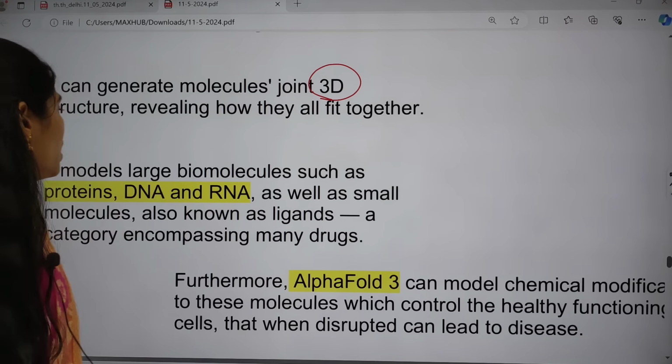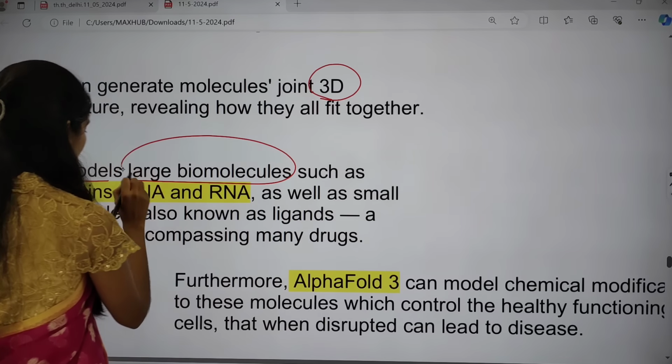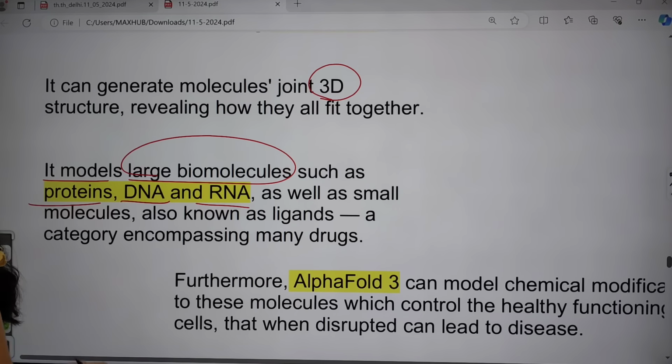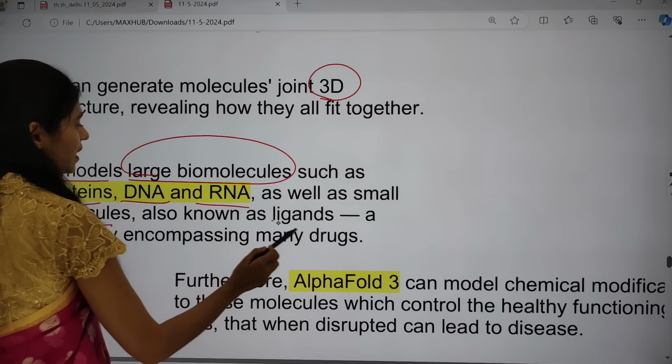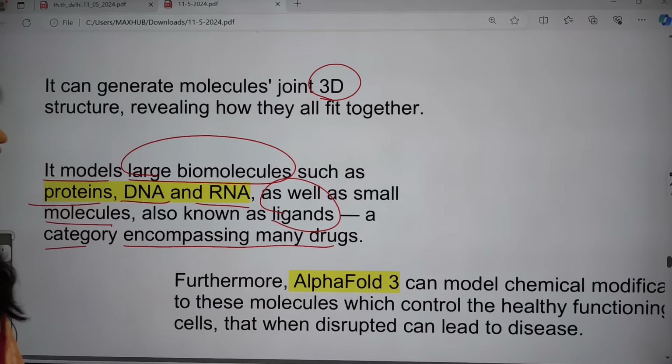and also reveal how they all fit together. It models large biomolecules, for example proteins, DNA and RNA, and also small molecules known as ligands, a category encompassing many drugs. So all these things will be identified.